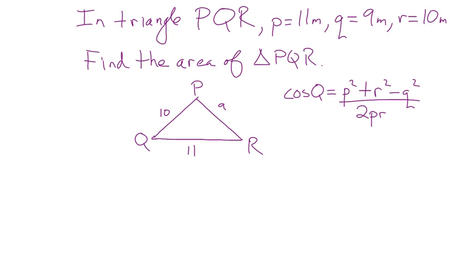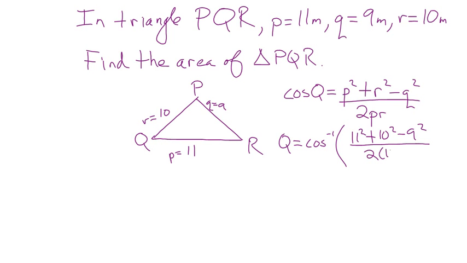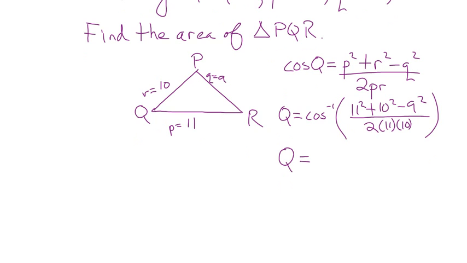Now me, I like to go straight to the angle. So I'm going to write Q is the inverse cos of P squared plus R squared minus Q squared over 2PR. So what do we got? 11 squared plus 10 squared minus 9 squared over 2 times 11 times 10. Okay, I'm going to pause this because it's going to take you like 15 minutes to agree on it.